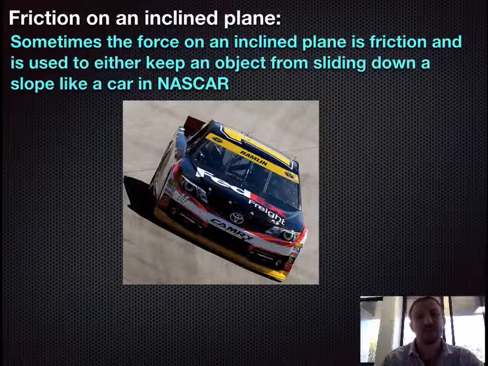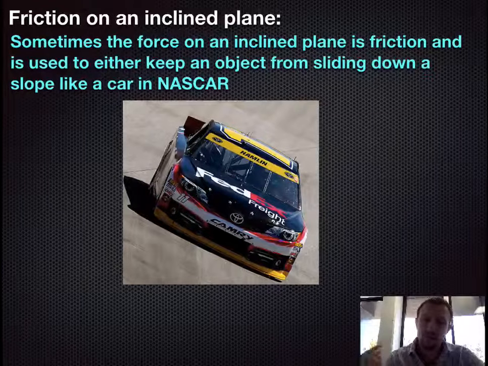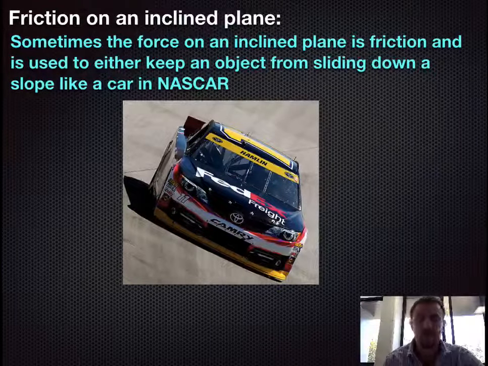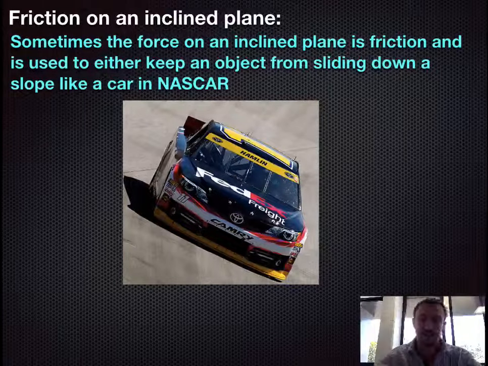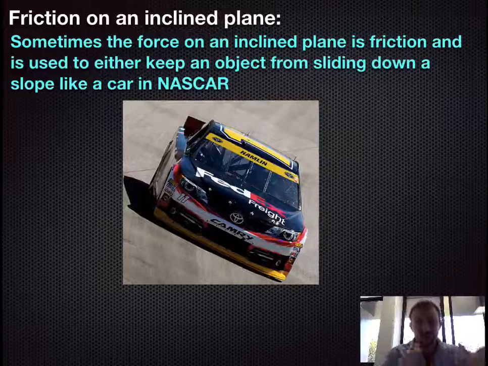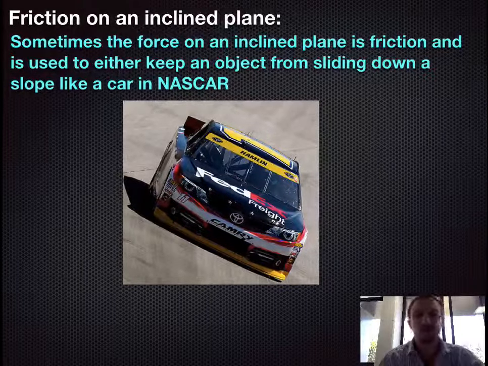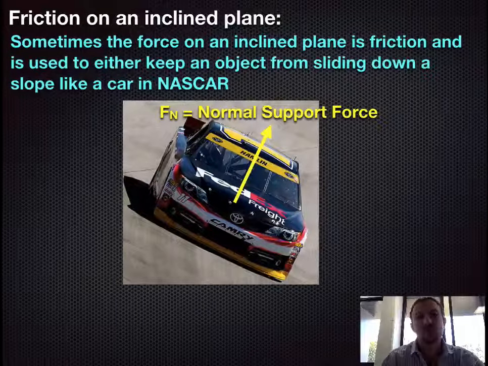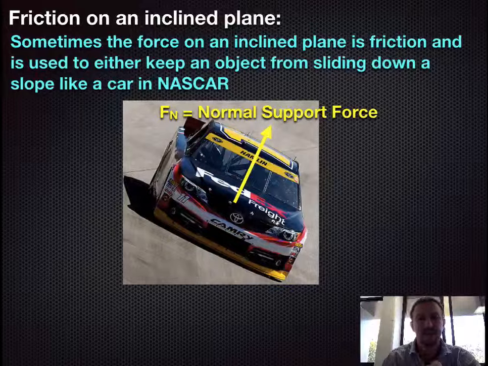So here's an example of a NASCAR where basically the cars go around a track, but they're inclined on the bends. So you've got an oval track, and then they're inclined on the apex, and then they're straight down the two sides. So now what we've got is a normal support force which is acting at 90 degrees to the road surface, so that's acting straight up.